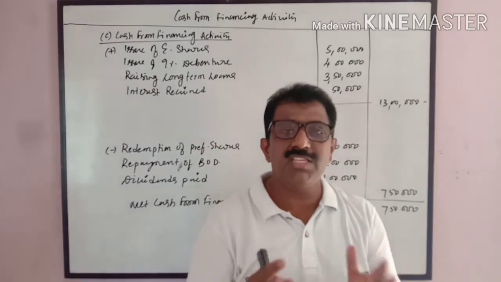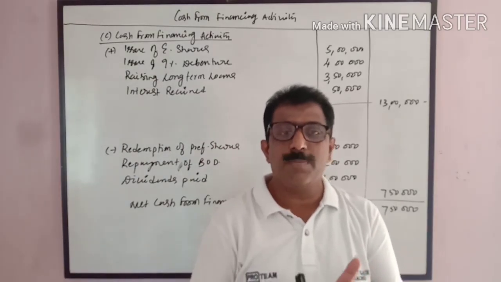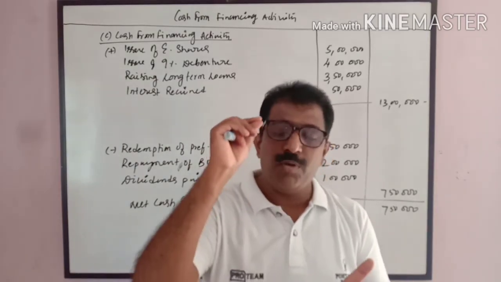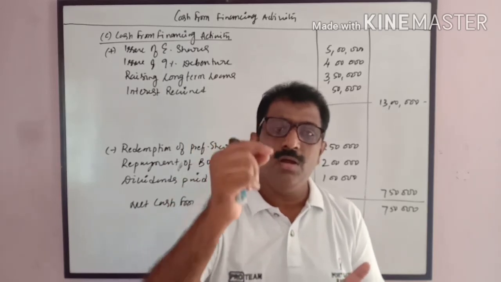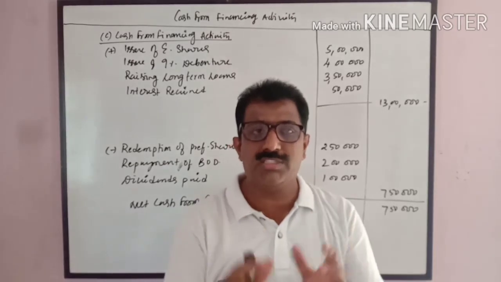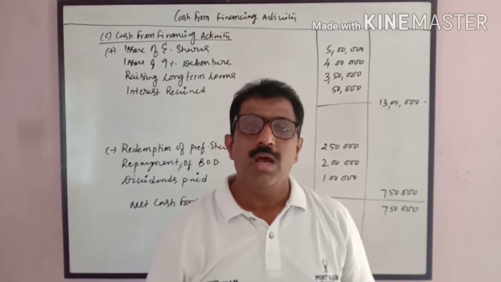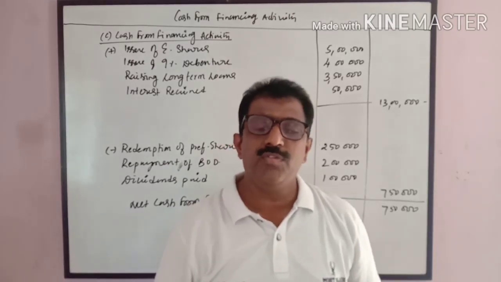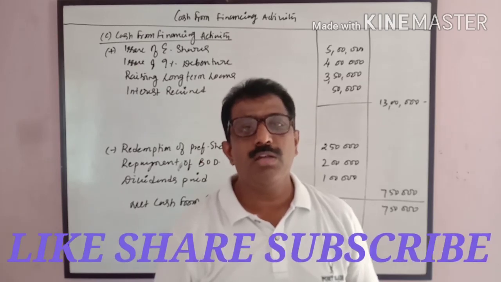So these are the various types of questions which appear for section B, from operating activity or from investment activity or from financing activity. Any one part will be asked for section B, and in the next video I am going to work out a 14 marks problem on cash flow statement.